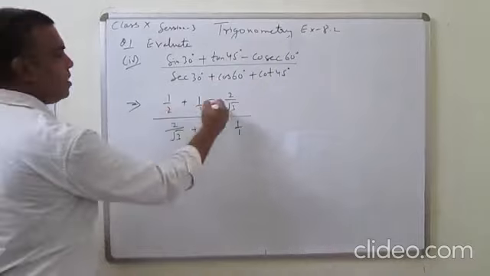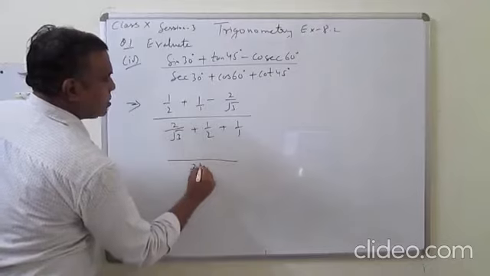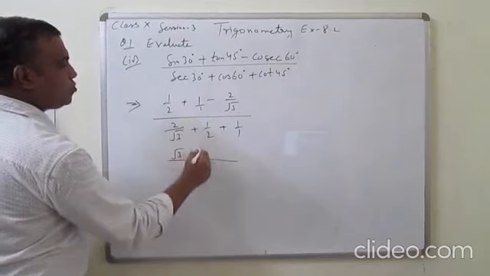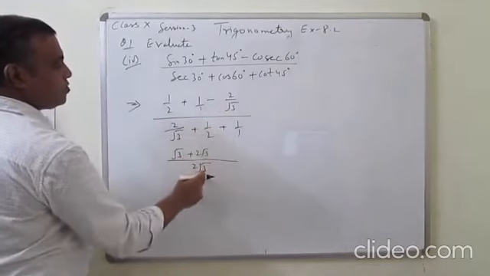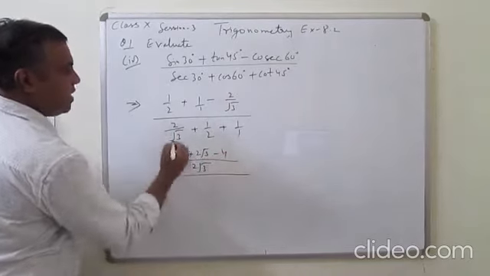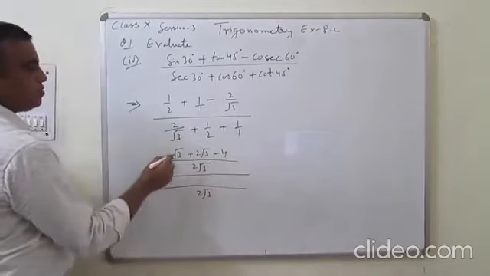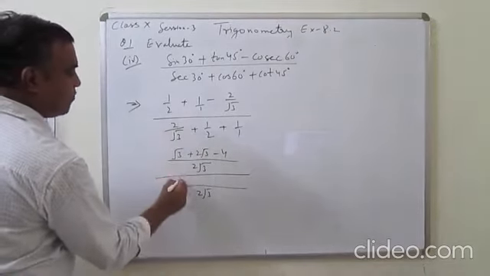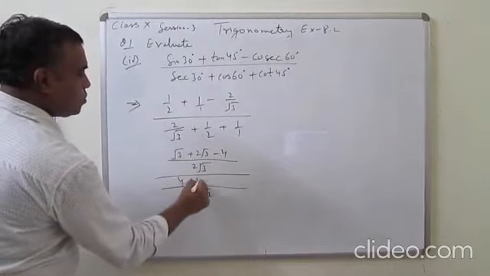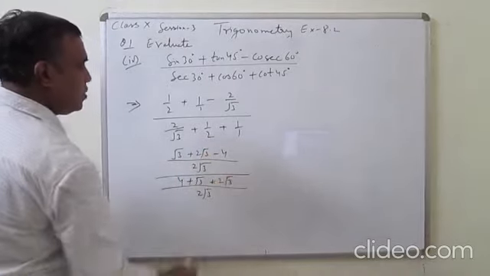Now take the LCM in numerator. What LCM will come? 2 root 3. 2 root 3 is the LCM. So 2 divided by 2, and here root 3 plus 2 root 3, and root 3 divided by root 3, what is left? 2 minus 4 upon, again LCM is 2 root 3 in denominator. So it becomes, divided by 3 root 3, here 4 comes. Divided by 2, plus root 3. Divided by 1, 2 root 3.